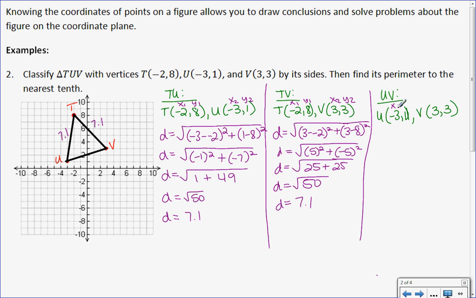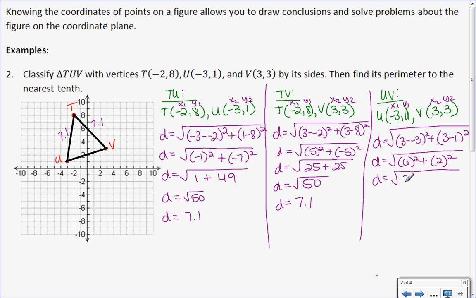So we'll label those x1, y1, x2, y2, and now the formula. Alright, so we have x2 minus x1, 3 minus negative 3, squared, plus y2 minus y1, 3 minus 1, squared. Three minus negative 3 is like 3 plus 3, so that's 6 squared. And then 3 minus 1 is 2, so it's 2 squared.